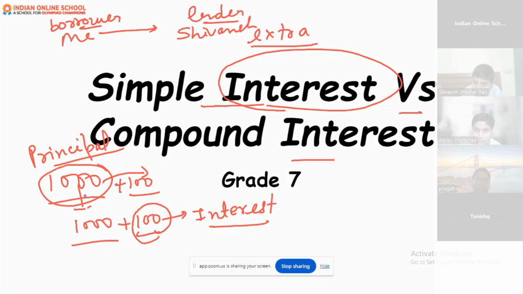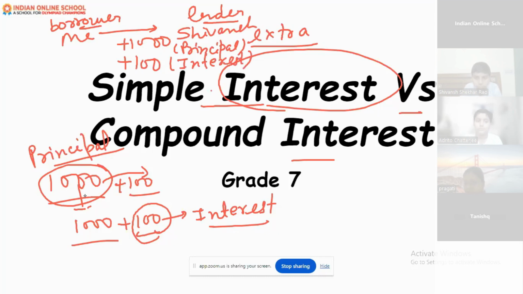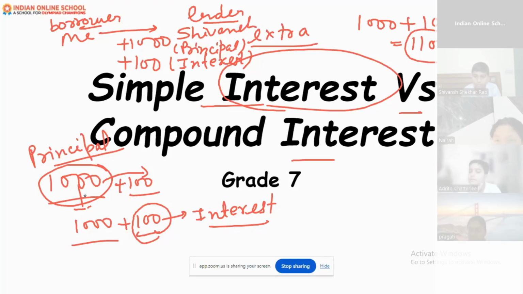So I have to pay 1,000 rupees to Shivans as the principal, and that extra money, which is 100, I have to give to Shivans as the interest. Clear? So how much total money do I have to give to Shivans? 1,000 plus extra 100, which is 1,100. Correct, everyone?